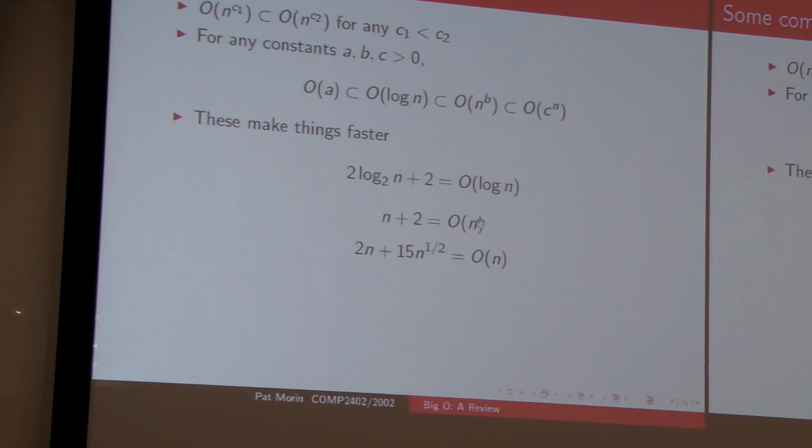n plus 2 is O of n. That's because here the 2 is a constant, and here is O of n. So O of n is O of n to the power 1. So again, the O of n implies this, and we get O of n. And 2n plus 15n to the 1/2 is O of n. Why is that? Which relation is being used there?